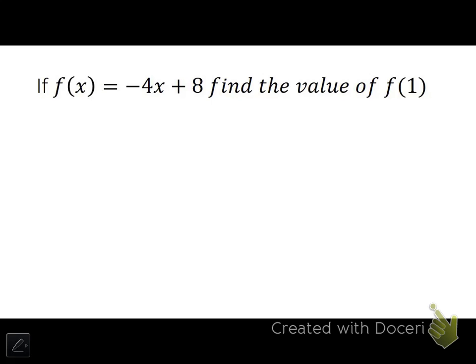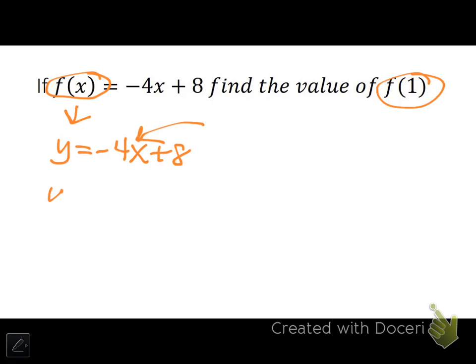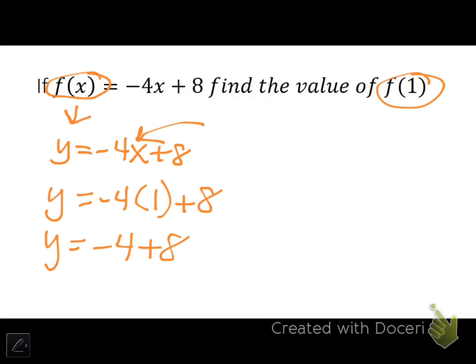Okay, if f of x equals -4x plus 8, find the value of f of 1. So f of x, this one's a little confusing. It's just meaning a function. Well, y is also a function, so we're just going to make this y. And this f of 1 replaces my x, so I'm just going to replace my x with 1. So -4 times 1 is -4. -4 plus 8 is 4.